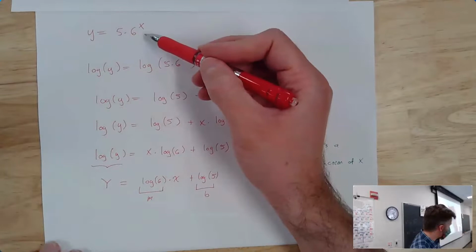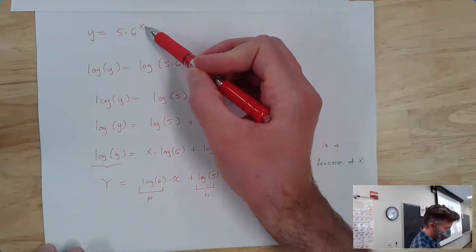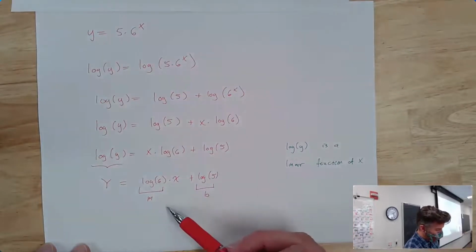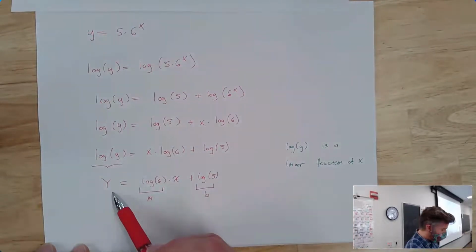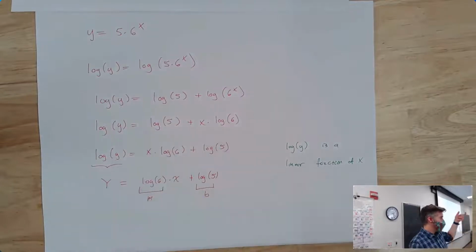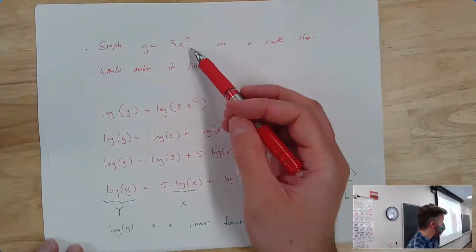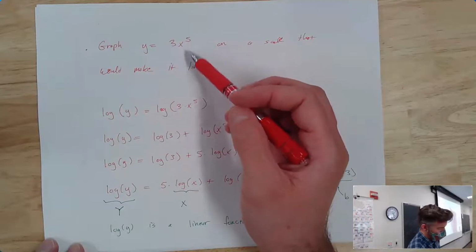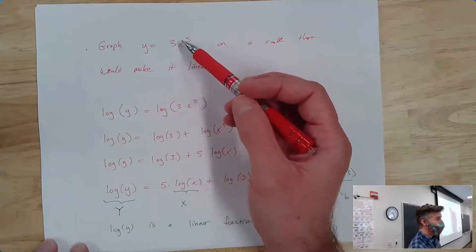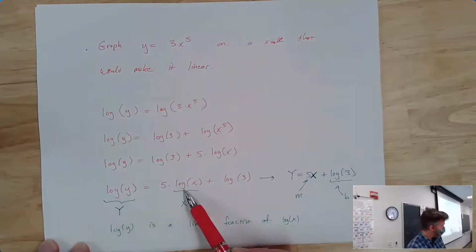Exponential functions, where you have something times a base to the x power, are always going to be semi-log linear, right? You have log of y as a function of just x. So semi-log. One of them is logarithmic, one of them is not. Whereas power functions, where you have just x to a power times a constant, they're going to be log-log linear, meaning log of y is a linear function of log of x. That's the difference.